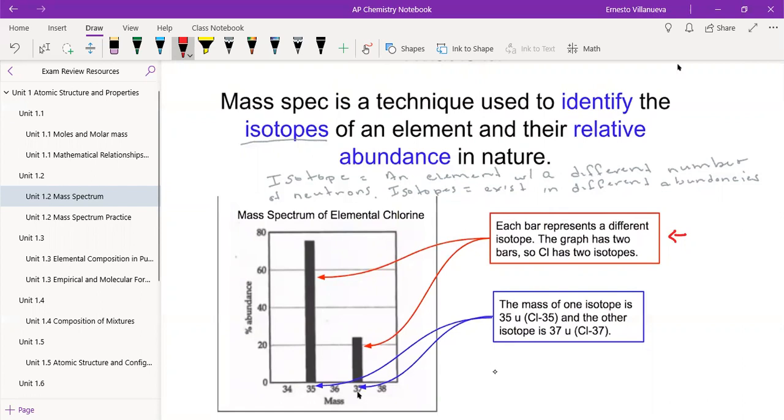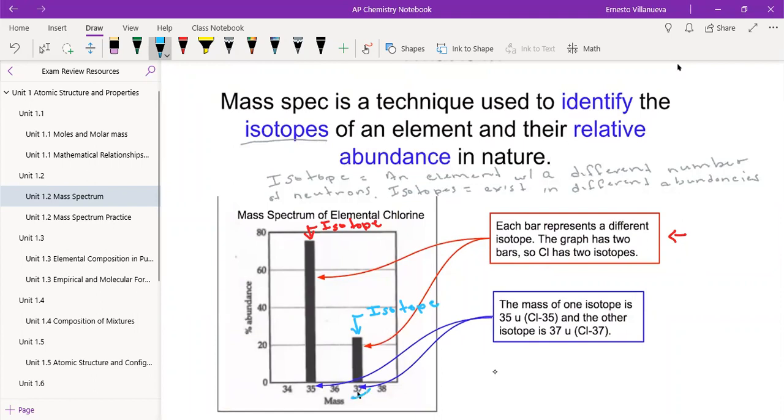So here's what it's saying. When you look at a mass spectrum graph like this, each one of these bars is going to represent an isotope. So this is one isotope, and this is one isotope. Each one of the bars represents a single isotope. Now, if this graph had 4 more bars, for example, then you would say that this element has a total of 6 isotopes. In this case, chlorine only has 2.